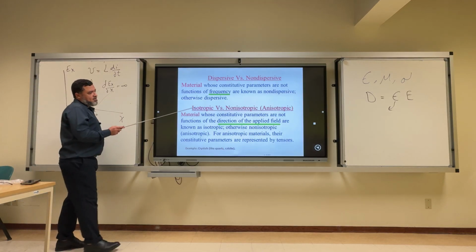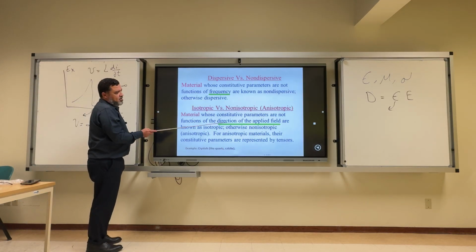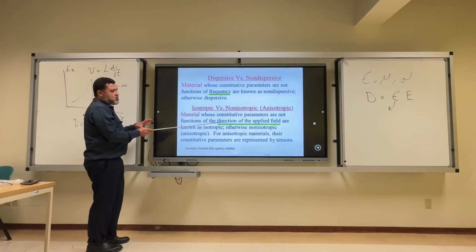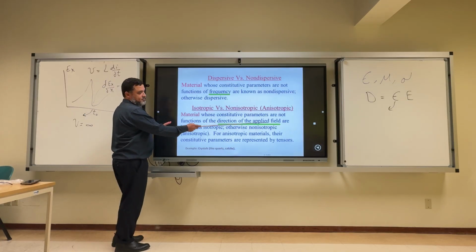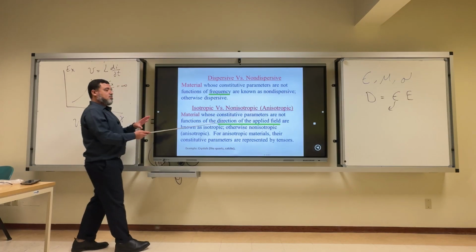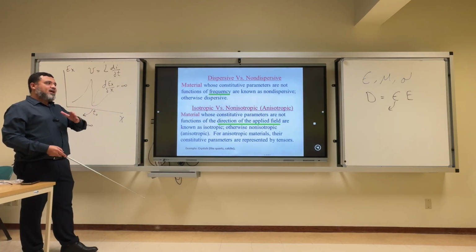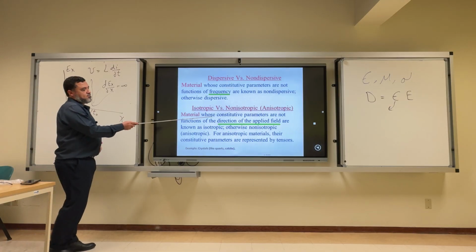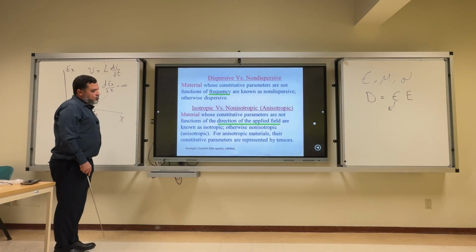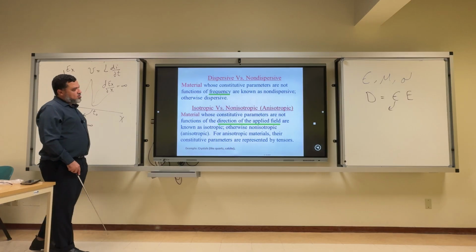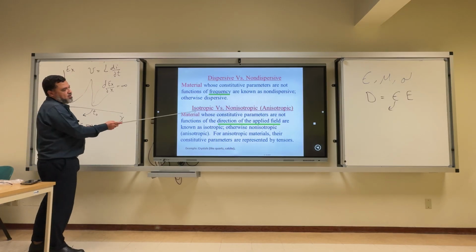We have also isotropic and non-isotropic. Anisotropic material is when the constitutive parameters are a function of the direction of the applied field. Based on the direction of the applied field, say the electric field in the X direction, we will have different constitutive parameters. Otherwise, it will be isotropic. What is an example of such material?